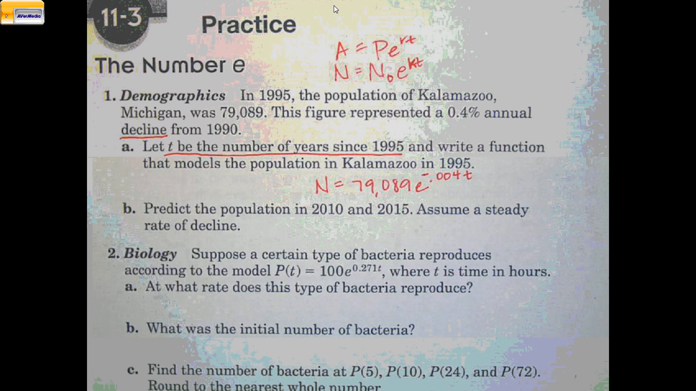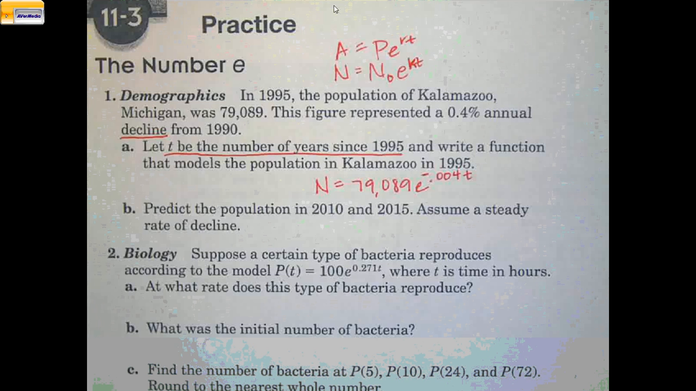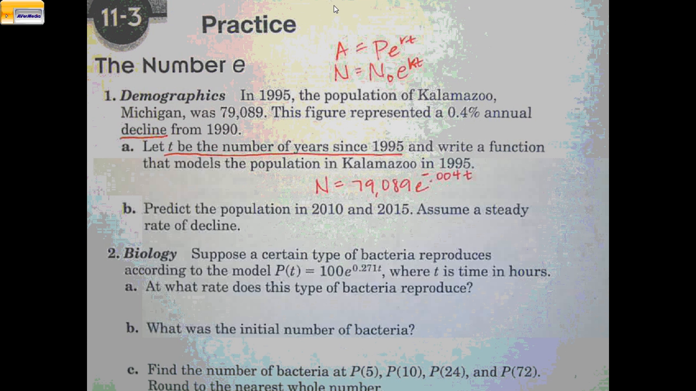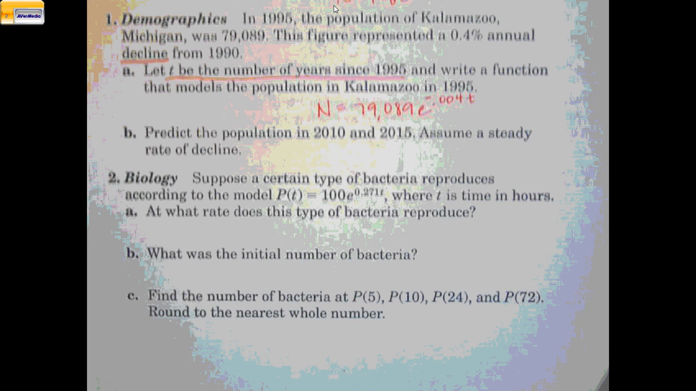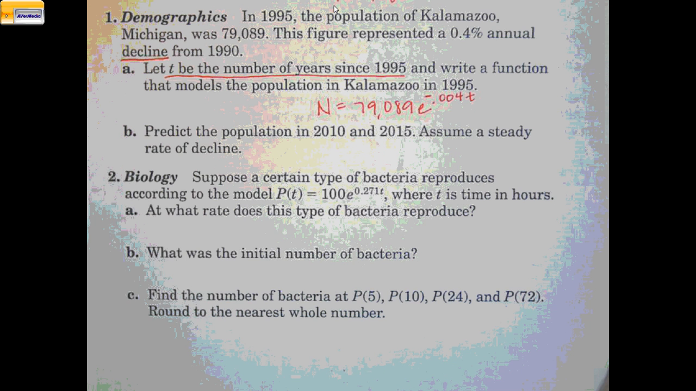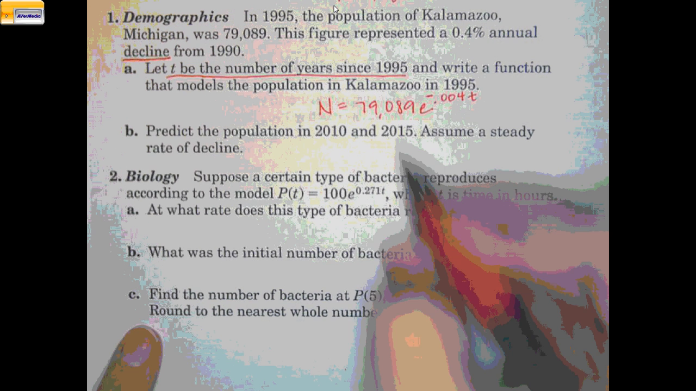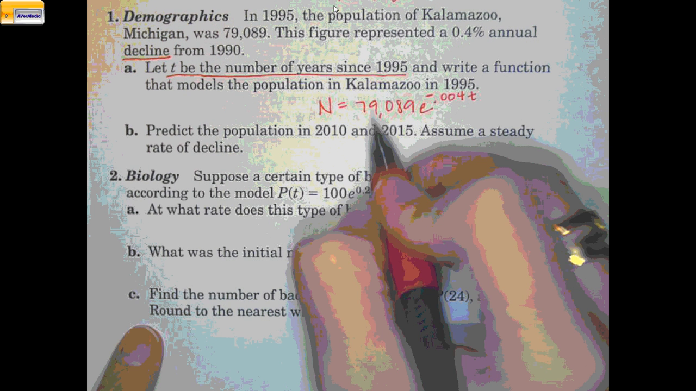T is time. It just says to write the function. It doesn't say to answer the question. It says write the function. Yep, got to read the question. Letter B, predict the population in 2010 and 2015. Just to save time, guys, we're just going to do 2010 right now.